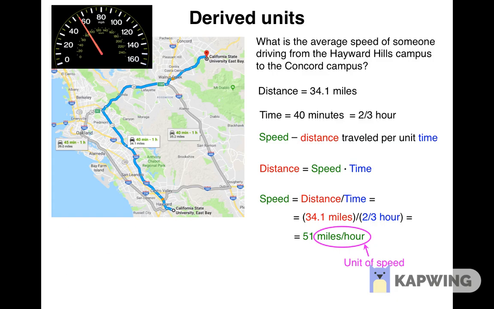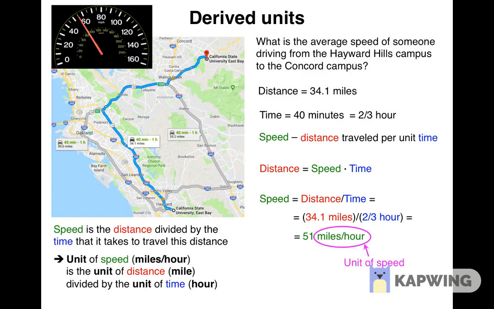That is, it can be expressed in terms of the unit of distance, mile, and the unit of time, hour, using the relationship between speed, distance, and time. When we divide the distance in miles by the time in hours, we get some number, in this case 51.15, by dividing the numerical value in the numerator by the numerical value in the denominator. The units in the numerator, in this case the units of distance, miles, are also divided by the units in the denominator, in this case the units of time, hours, to get the unit of speed, miles per hour.